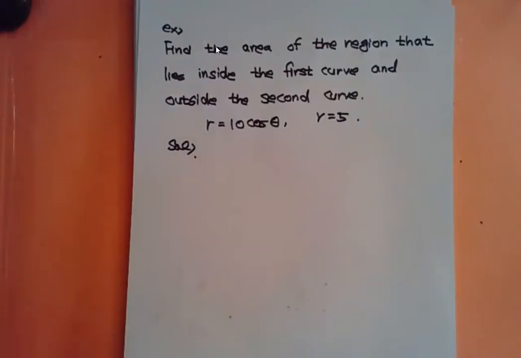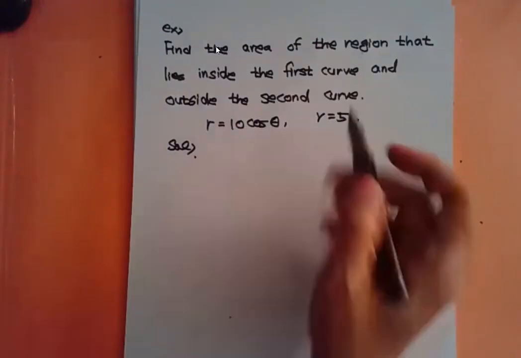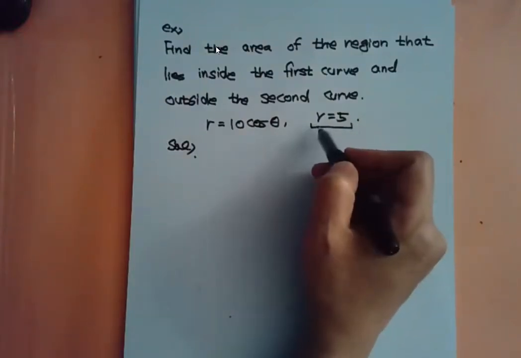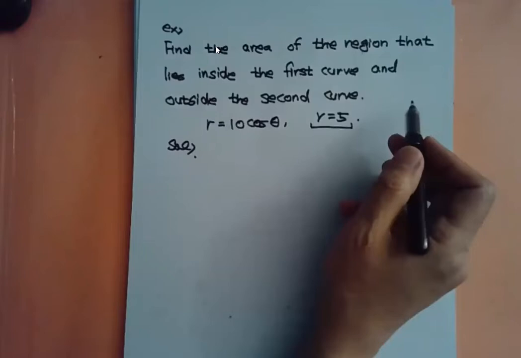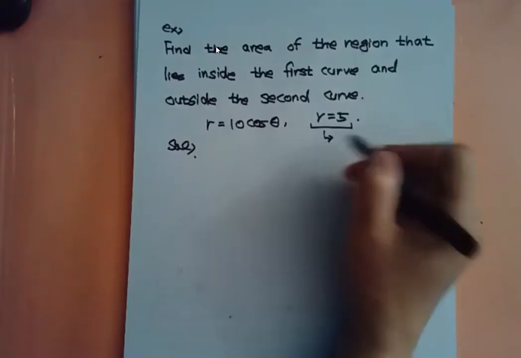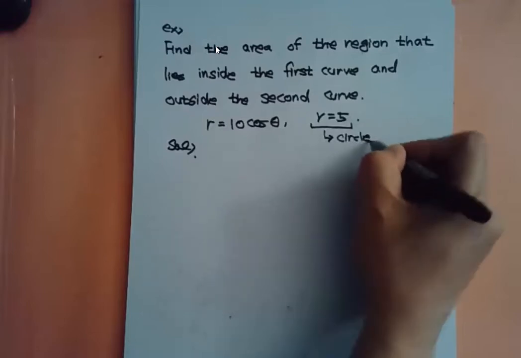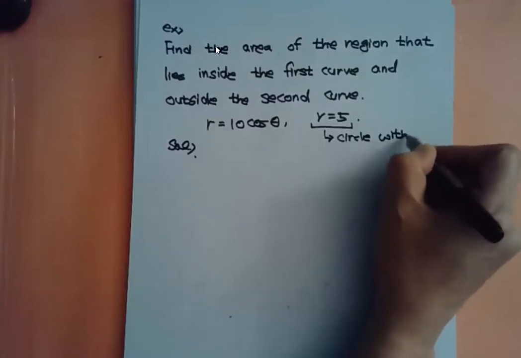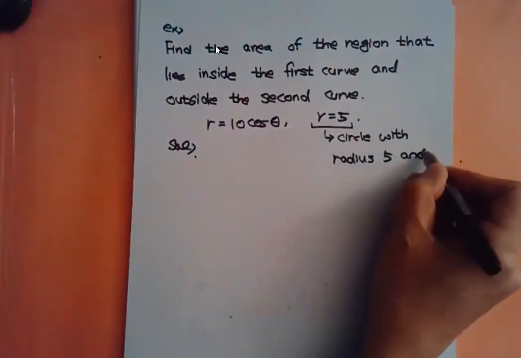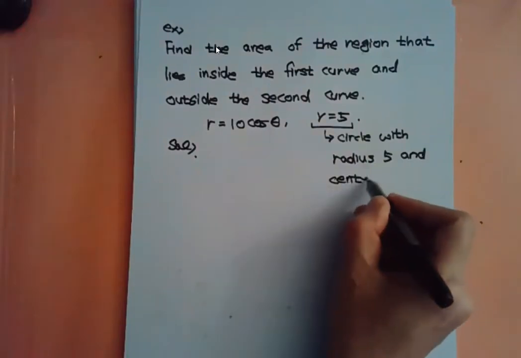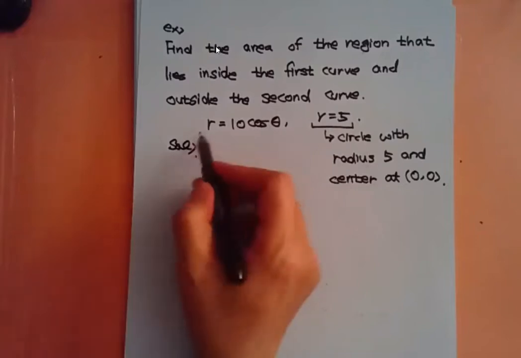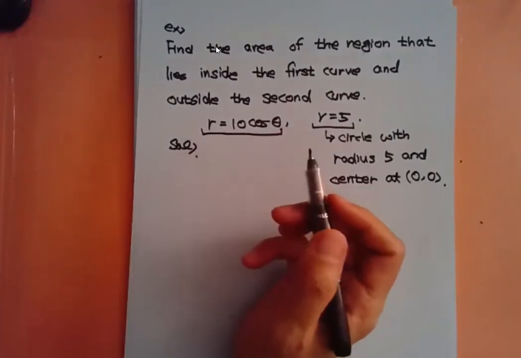So what you can notice instantly is that r equals 5 in polar equation means no matter what the angle is, the distance between the origin and the point will be 5. So that means this is a circle with radius 5 and the center at the origin 0, 0. Indeed, this is a equation of a circle.